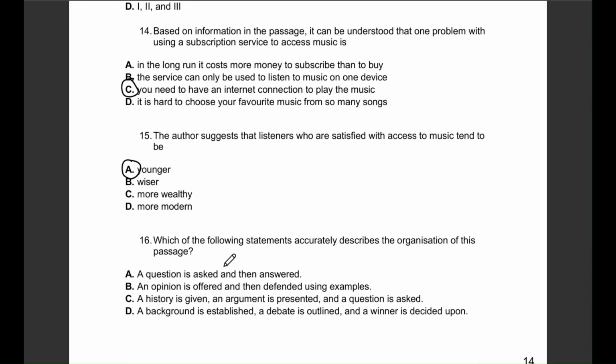Finally, let's look at question 16. It asks, which of the following statements accurately describes the organization of this passage? With the options. A. A question is asked and then answered. B. An opinion is offered and then defended using examples. C. A history is given, an argument is presented, and a question is asked. D. A background is established, a debate is outlined, and a winner is decided upon.